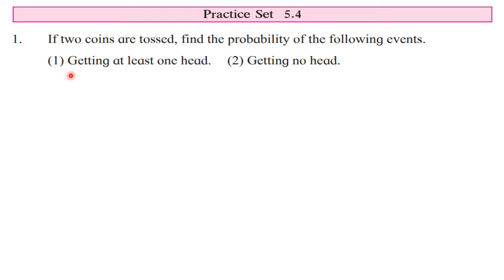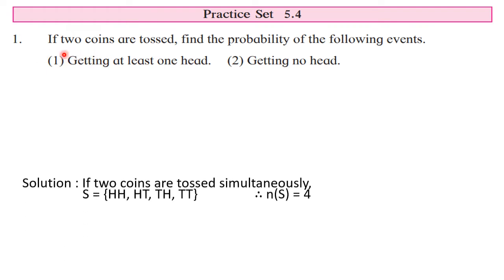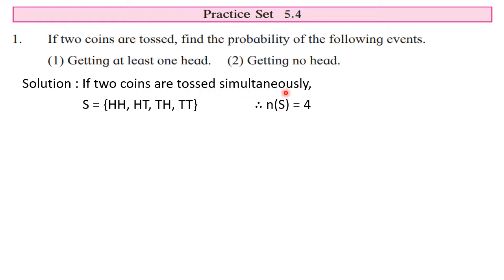Okay, so first of all write down the event as a statement that two coins are tossed. Write it from the question only, that if two coins are tossed simultaneously, then the sample space S is HH, HT, TH and TT. So these are the four sample points, and from this we can write down N of S as 4.